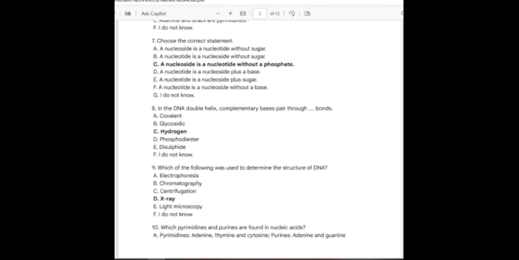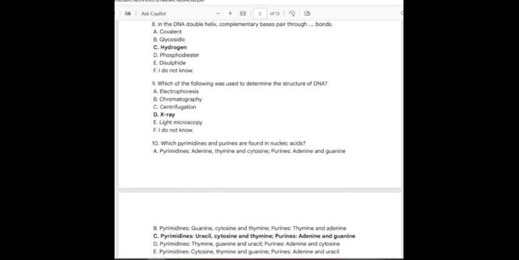Number 9, which of the following was used to determine the structure of DNA? There's a bit of history of how Rosalind Franklin and Maurice Wilkins actually came up with the DNA structure, which is a double helix. For instance, this is one strand, this is the other strand. In order to come up with this, they used x-rays, and it gave them an image that proved that DNA is a double structure. So the X-ray is used to prove that.